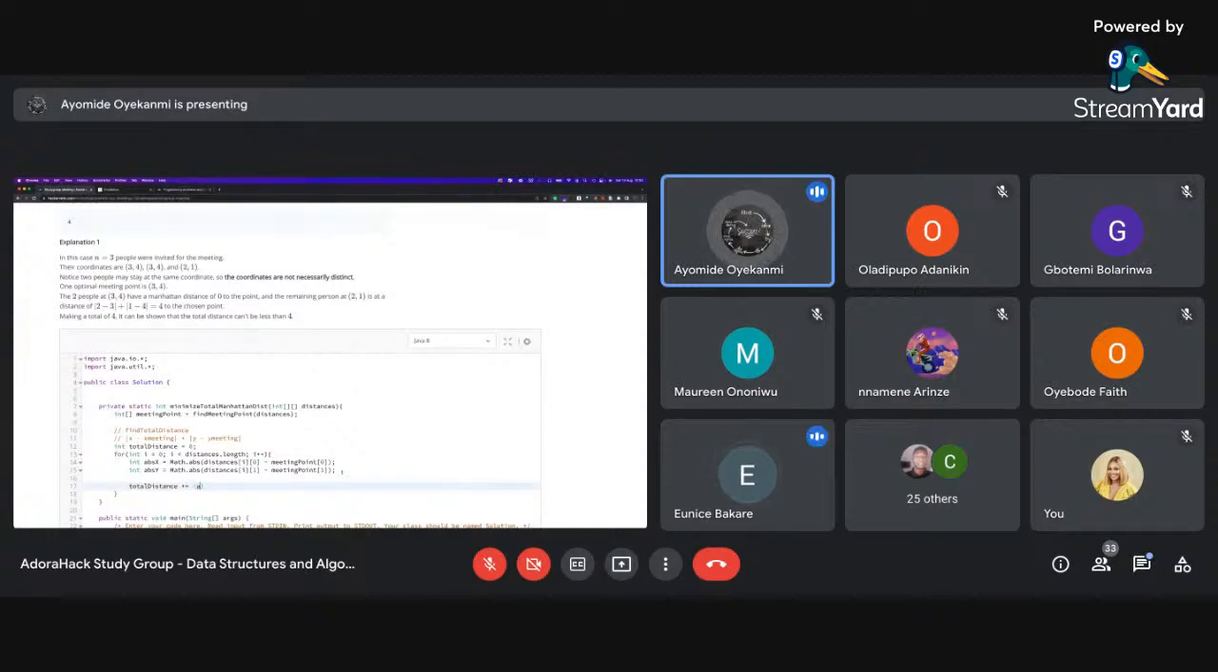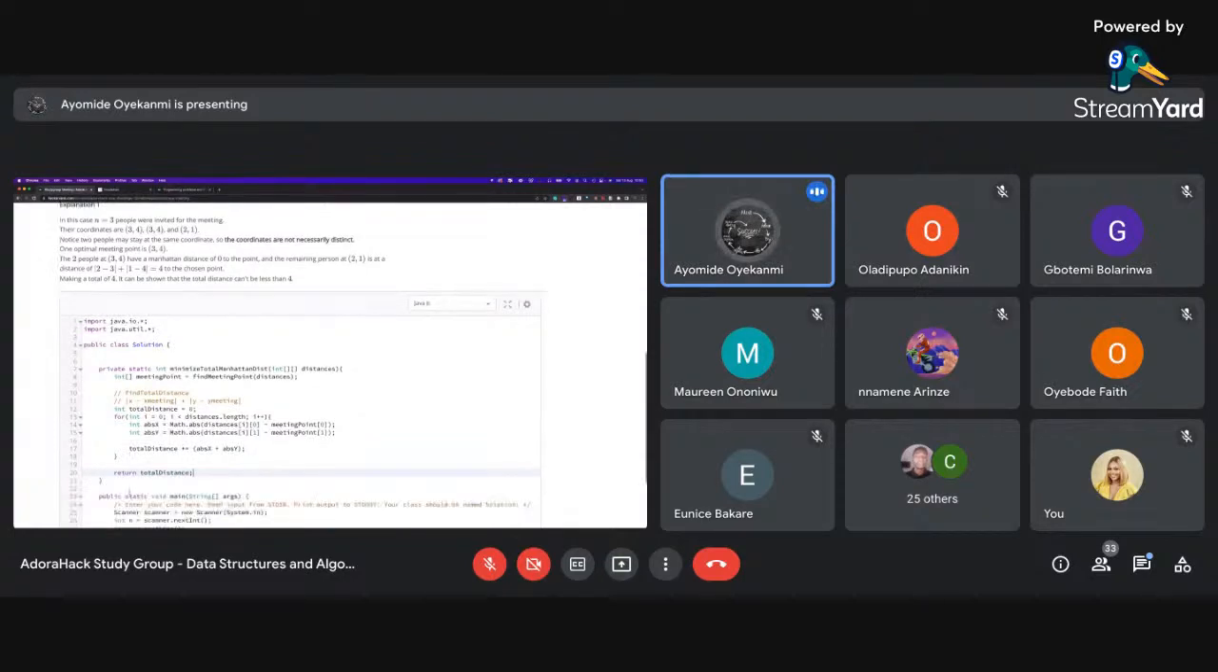Then at each point, I want to increase total distance by the sum of absolute x and y, right? So absolute x and y is the distance that this person has traveled to the meeting point. So the person at i, the distance they've traveled is absolute x plus absolute y, and I want to add their distance to the total distance we have. Then I will just return that distance, right?